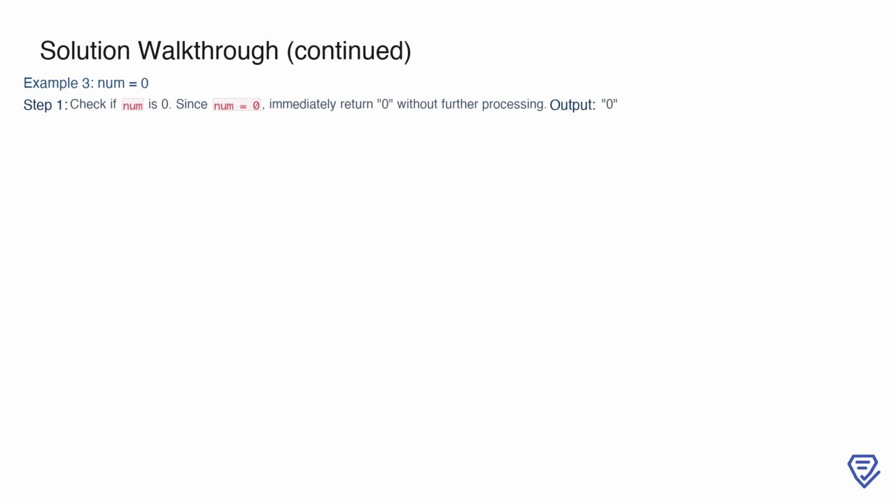Finally, let's look at the simplest example where the input number is 0. In this case, we start by checking if the number is 0, and since it is, we immediately return 0 without performing any further processing. The output is simply 0, as no conversion is needed. This concludes the solution walkthrough for converting a number to its hexadecimal representation.